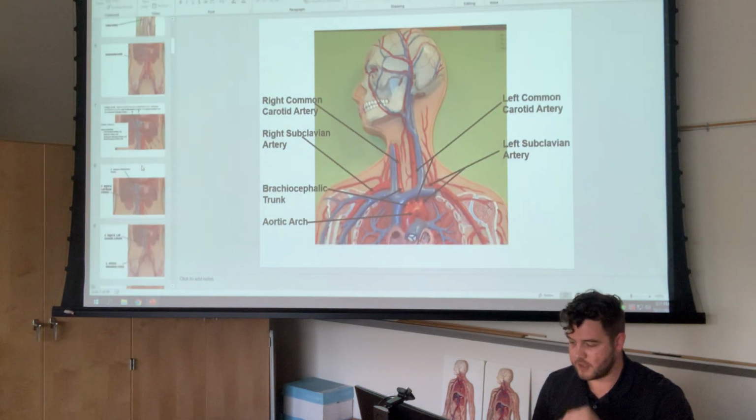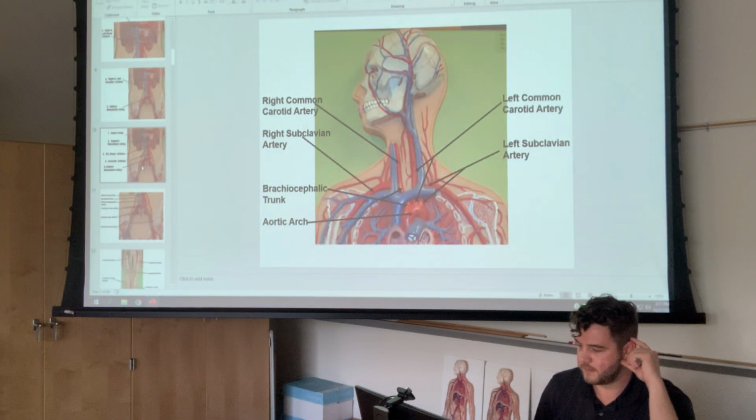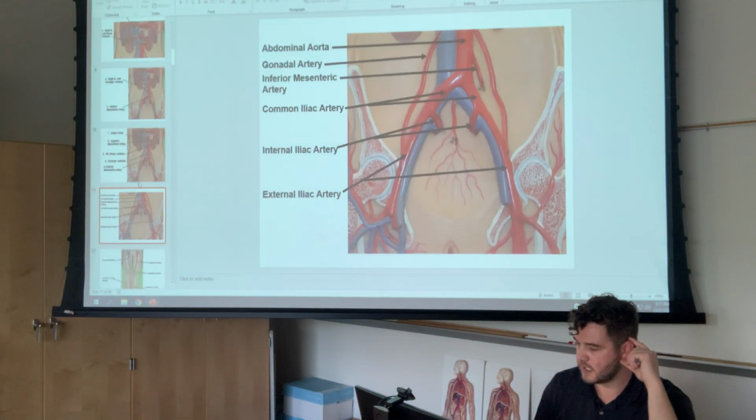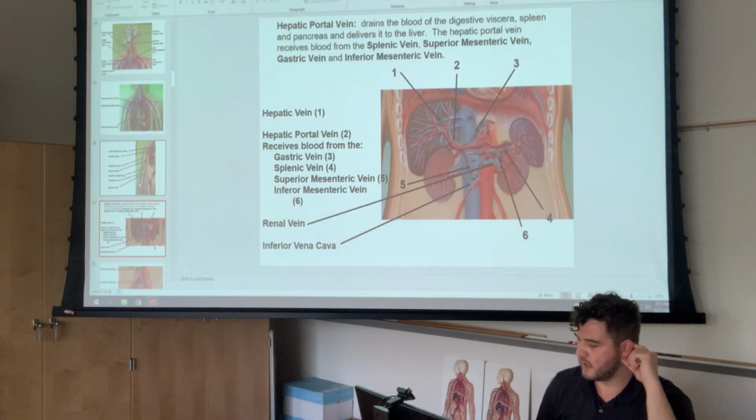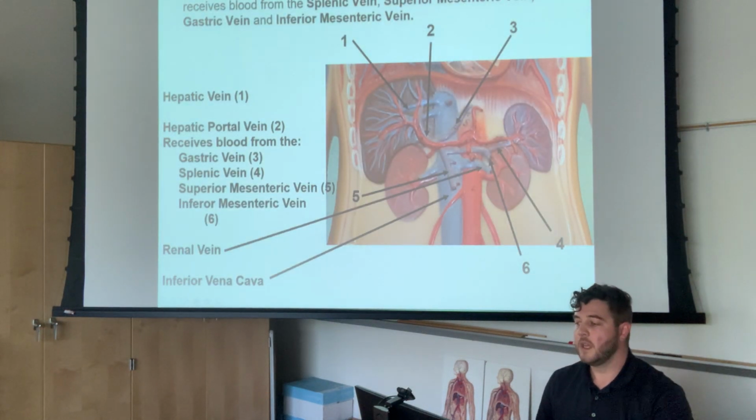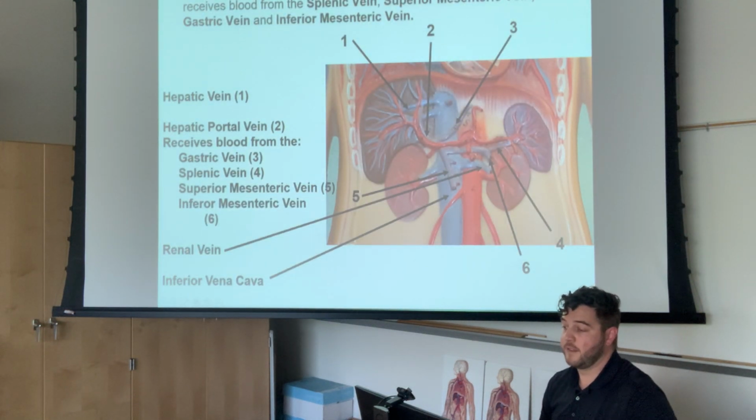I'm not going to go through any of these. Hold on, let me just make sure. I want to look at this. So the hepatic portal vein, note it says drains the blood of the digestive viscera, organs, spleen and pancreas, and delivers it to the liver. The hepatic portal vein receives blood from the splenic vein, superior mesenteric vein, gastric vein, and inferior mesenteric veins.